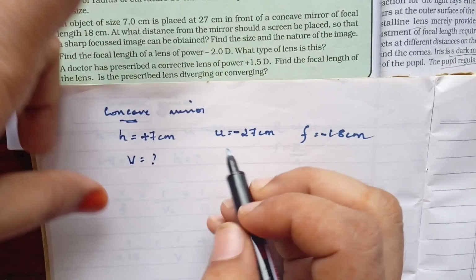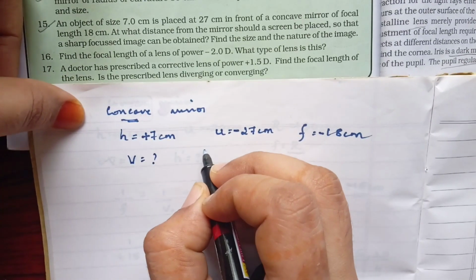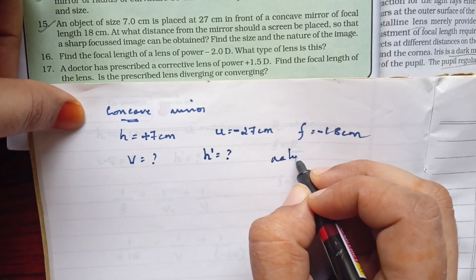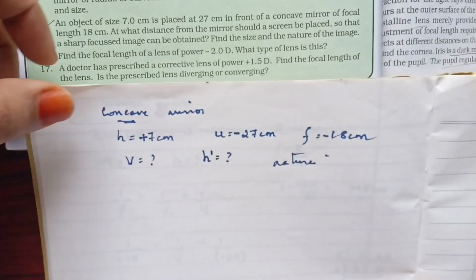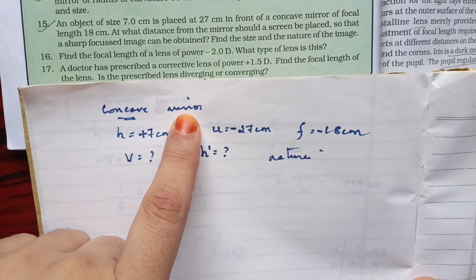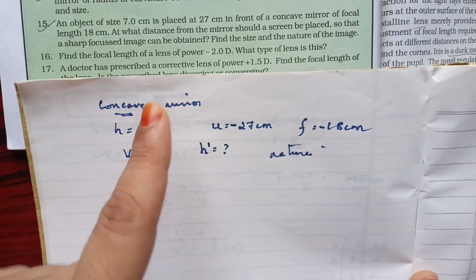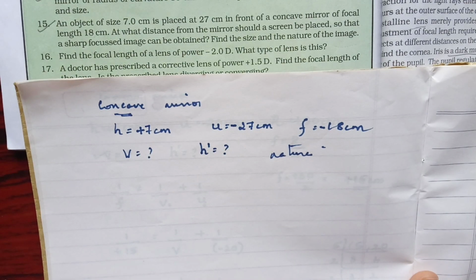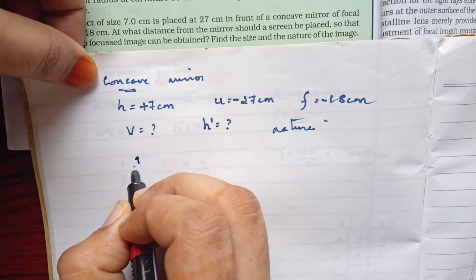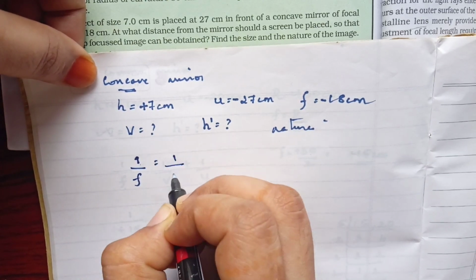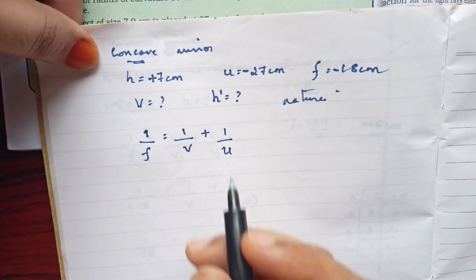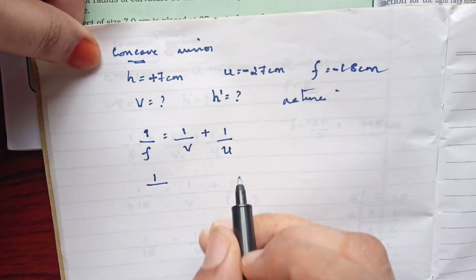Next, find the size and nature of the image. We need to find the size of the image, that is h dash, as well as the nature, that is always being asked. Okay, so as you are moving forward, the first thing you need to check is whether it's a mirror or a lens. If it is a mirror, use the mirror formula. If it is a lens, we are supposed to use the lens formula. Since this is a mirror, I need to start using my mirror formula, that is 1 upon f is equal to 1 upon v plus 1 upon u. I'll put the values here along with the sign conventions.